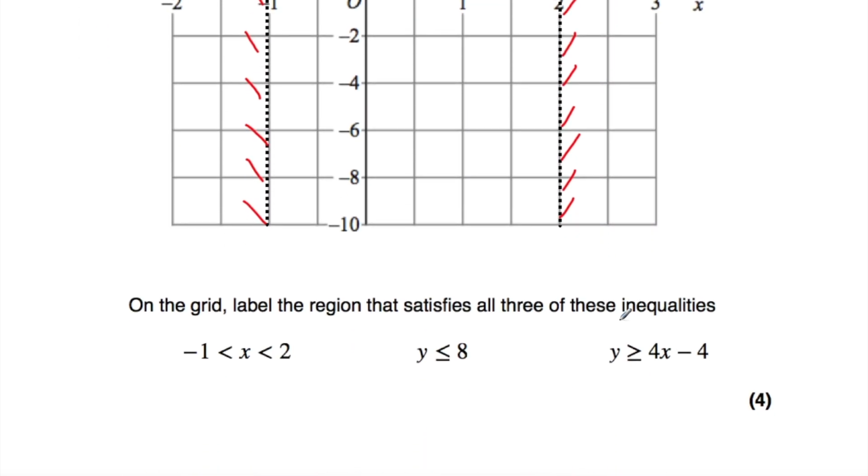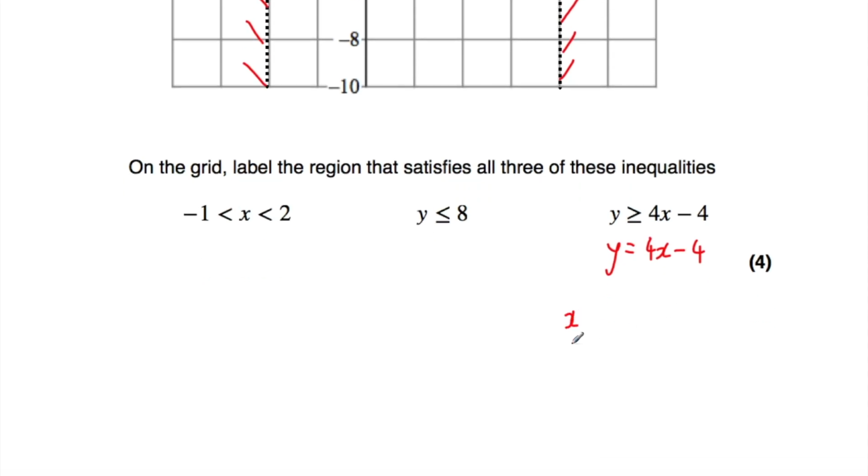Okay, and then finally, we've got our last inequality here. y is bigger than or equal to 4x minus 4. So y equals 4x minus 4. We're going to draw that line and then figure out which region we're going to accept and which one we're going to reject. I'm going to do a little xy table here, with x values 0, 1, 2. y is equal to 4 times x subtract 4. So 4 times 0 is 0, take away 4 is minus 4. For 1, 4 times 1 is 4, take away 4 is 0. And for 2, 4 times 2 is 8, take away 4 is 4. So we've got the points 0, negative 4, 1, 0, and 2, 4.